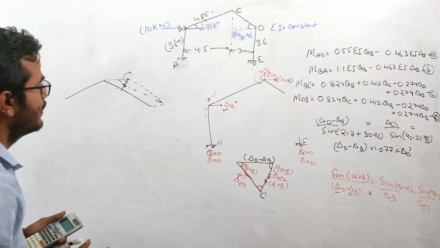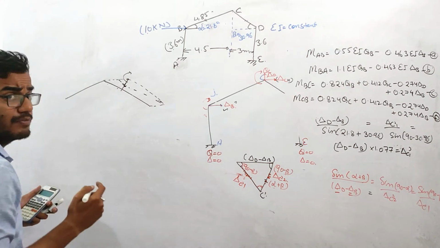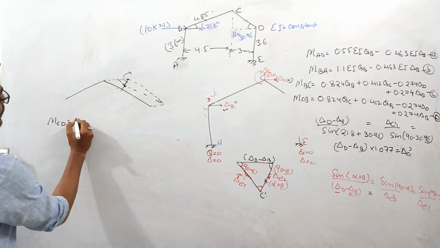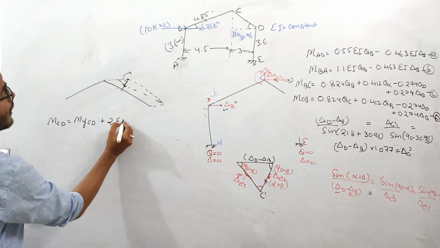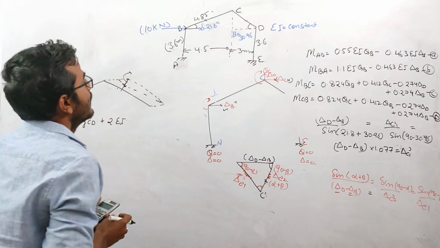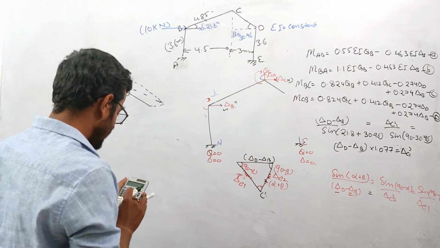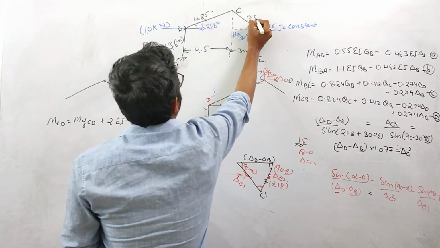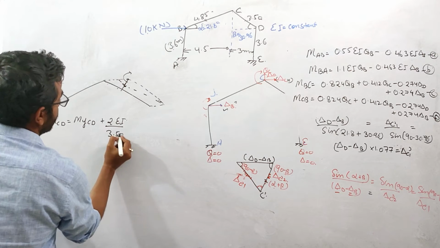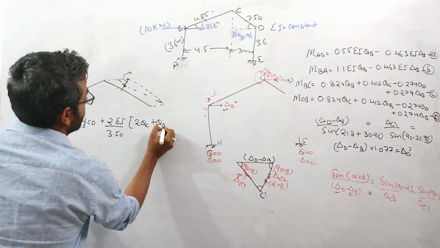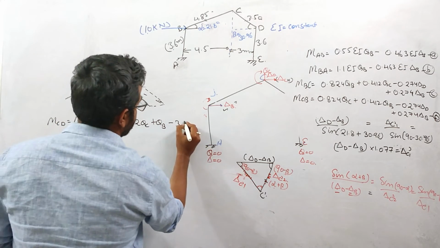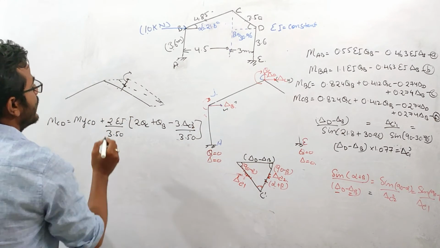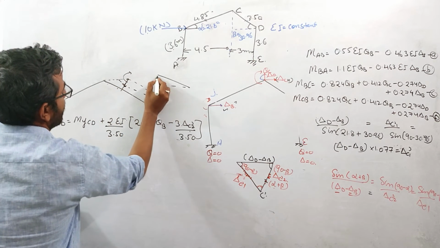So now again we will be establishing the force displacement relationship for this CD member. So I can write MCD will be equals to MF CD plus 2EI over L. We need to calculate for this portion, and again we will be using cosine law. So 3 divided by cos 30.96, this is basically 3.499, so I can write it as 3.50. So this is 3.5 twice theta C plus theta B minus 3 delta C dash 2 over L. L is 3.50. So now you can see that this portion is coming down.